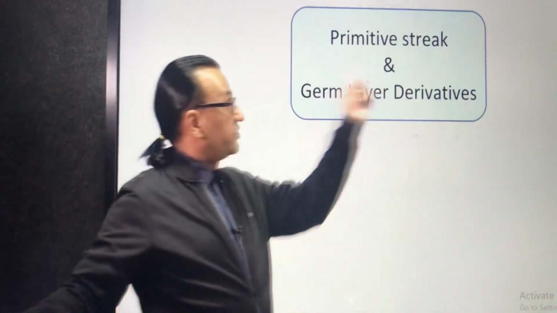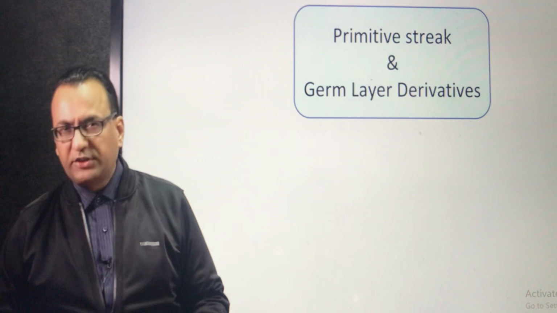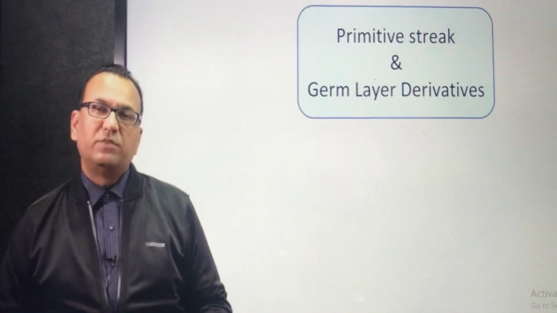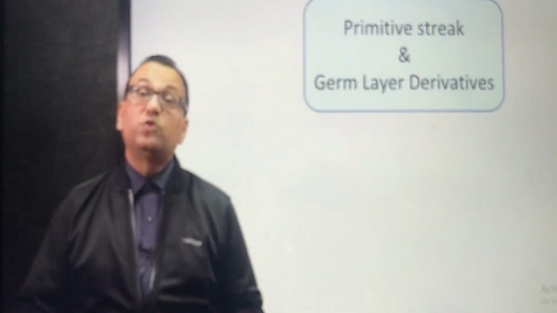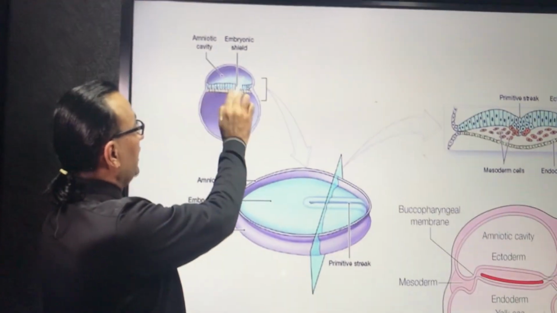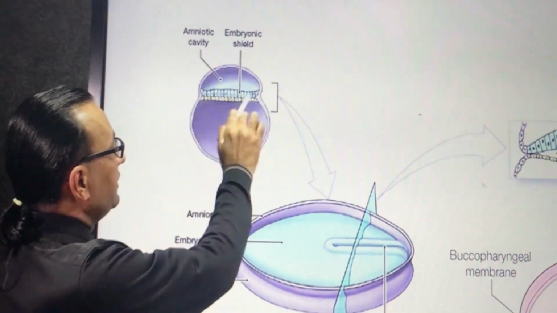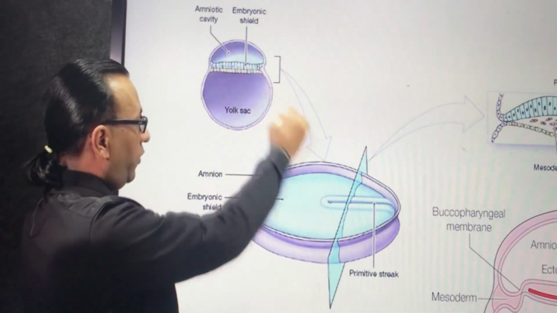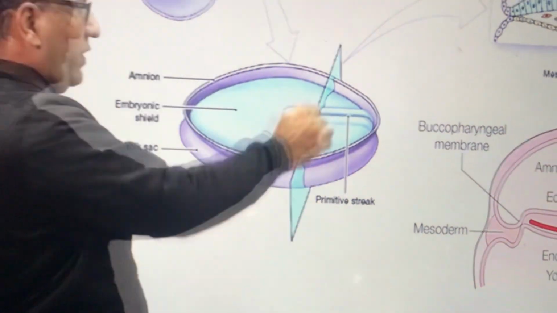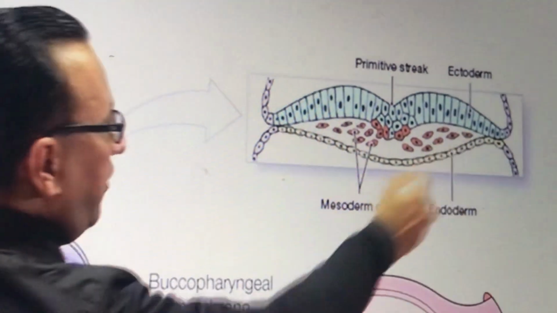Talking about the primitive streak and the germ layer derivatives. After gastrulation, we have seen there are some germ layers formed and we want to know their derivatives now. Here we notice the dorsal amniotic cavity, and ventral is the yolk sac cavity, where the epiblast was migrating downward and undergoing the process of gastrulation, moving towards the ventral side at the roof of the yolk sac cavity, forming the endoderm.